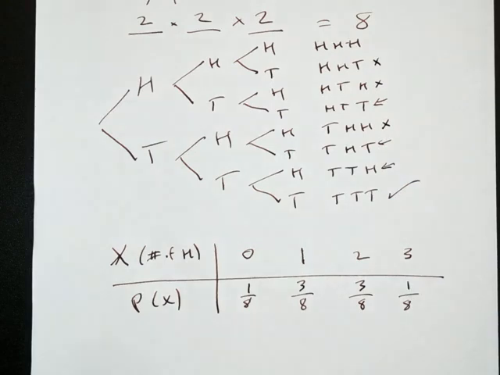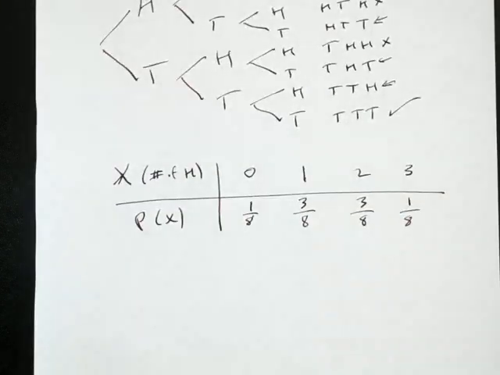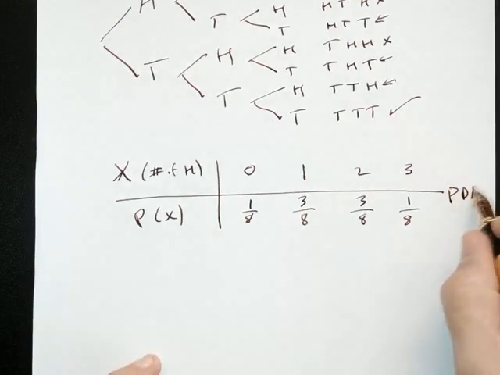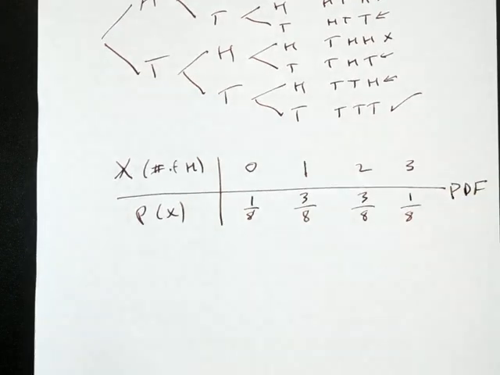Now look at each of those probabilities. Each individual probability is a number between 0 and 1. And the total of them, add them all up, you get 8 over 8, 1. This is a PDF, a probability distribution function, for our random variable, count the heads in 3 flips of a coin.